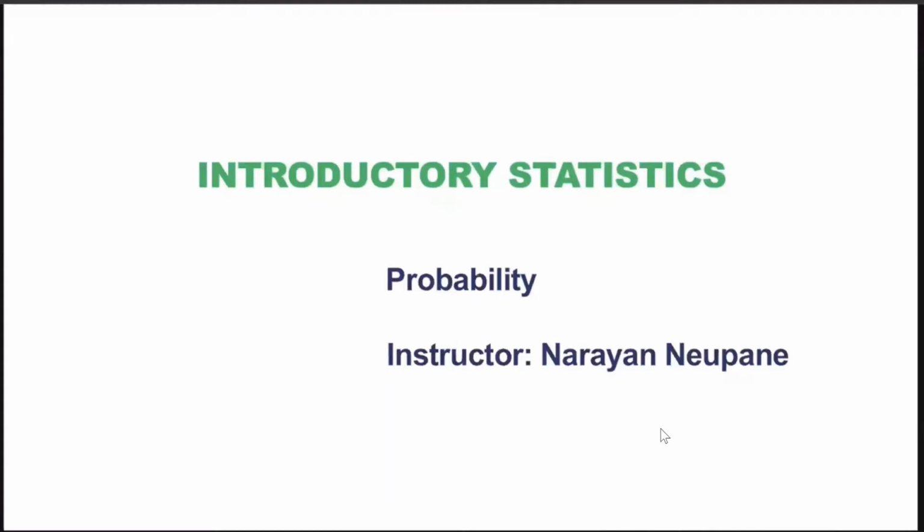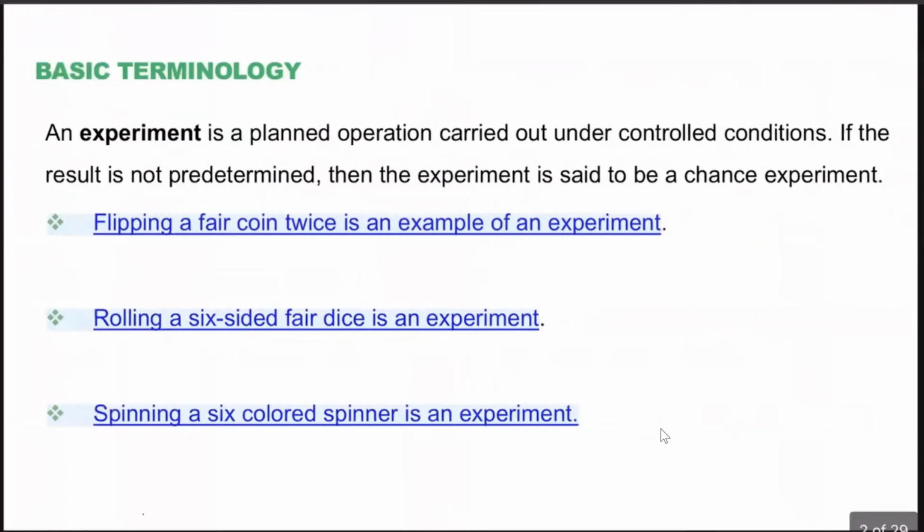First, we are going to begin with some fundamental terms required in this topic, probability. Remember, probability is a big content for this course, and we need to know every little detail of this chapter. First, we are going to talk about something called an experiment. When we say an experiment, it is a planned operation carried out under controlled condition.